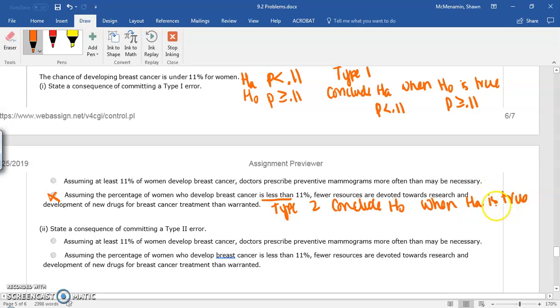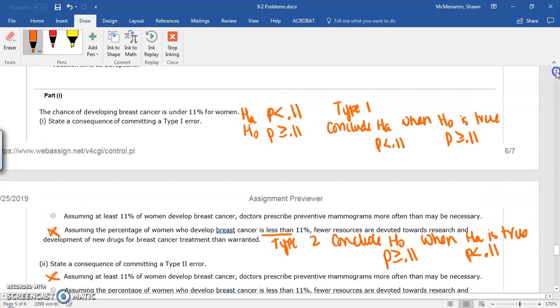Because if the null is false, then there's evidence that the alternative is true, or you're favoring the alternative, and you don't actually conclude the null, you fail to reject the null. But to help us answer this question, you're concluding the null. So you're concluding that P is greater than or equal to 0.11, when in fact it is less than 0.11. So you're telling people the percentage of women that develop breast cancer is at least 11%, when in fact it's a lot lower than that. It's less than 11%. So it's this one, you're assuming at least 11%. Doctors prescribe preventive mammograms more often than may be necessary, because in reality it's less than 11%. So that would be a consequence of a type 2 error.